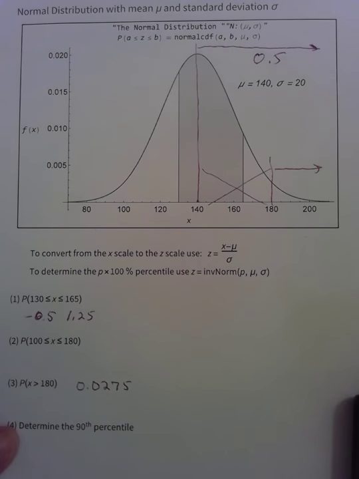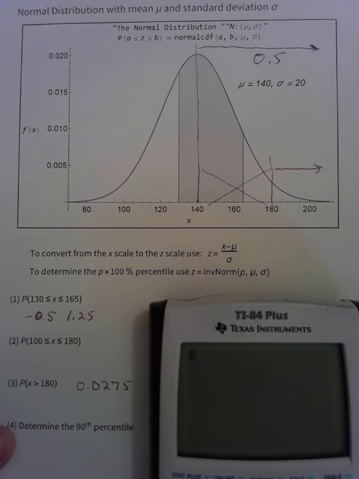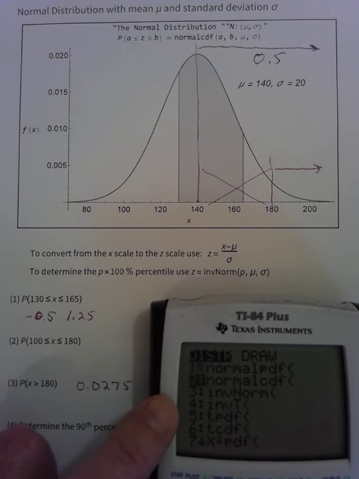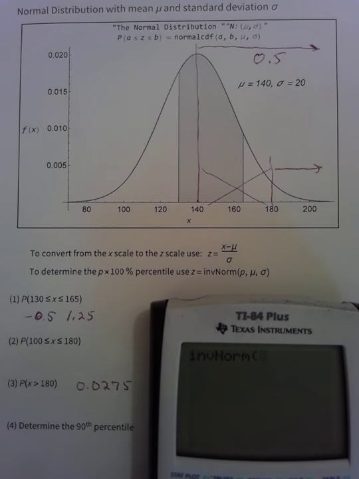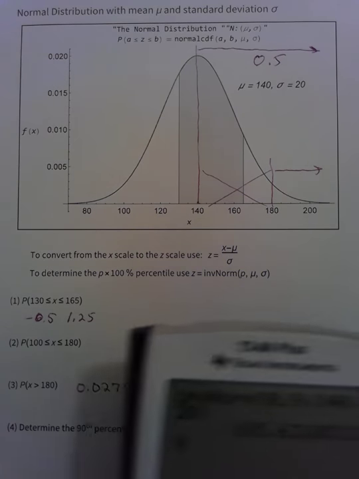So suppose I want the 90th percentile. I do second distribution. INV norm is the third entry in that menu, just below normal CDF. I put in not a percentage number, but a probability or a proportion, 0.9, that's 90%, followed by my mean, 140, comma, standard deviation, 20. The number I get, 165.63.